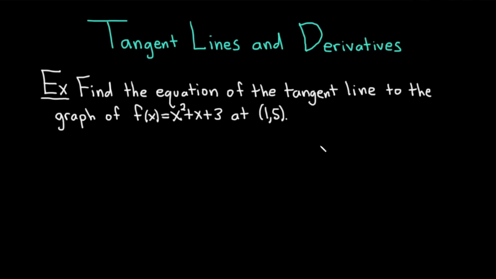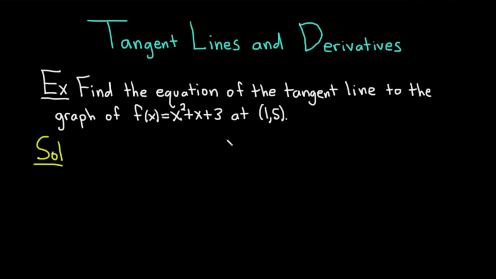In this video, we're going to discuss tangent lines and derivatives. Our example says to find the equation of the tangent line for the graph of f of x equals x squared plus x plus 3 at the point 1, 5. Let's carefully work through this example solution.